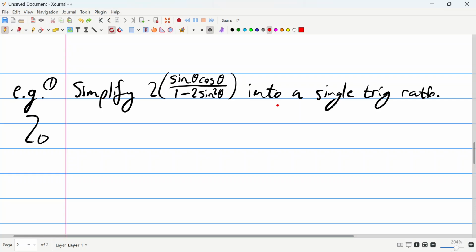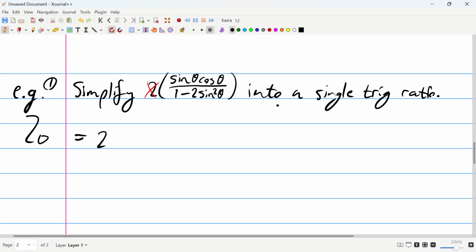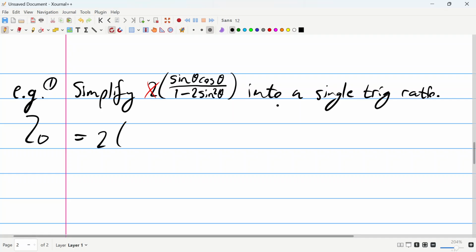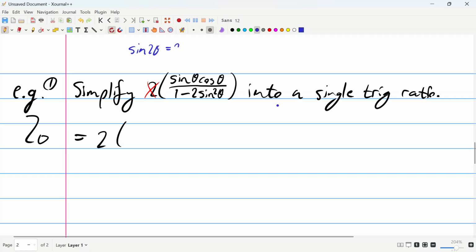In some cases, you might not be given this 2. So let's actually go into an instance where, let's say, for example, you didn't have this 2, just for now. We'll keep the 2 on the side. Sine theta cos theta. How do we actually get that in terms of double angle here? Because we want it in a single trig ratio. So remember that sine 2 theta is the same as 2 sine theta cos theta, okay?